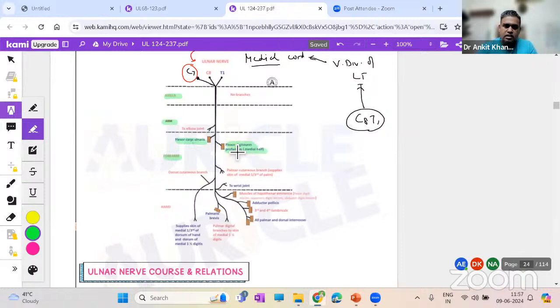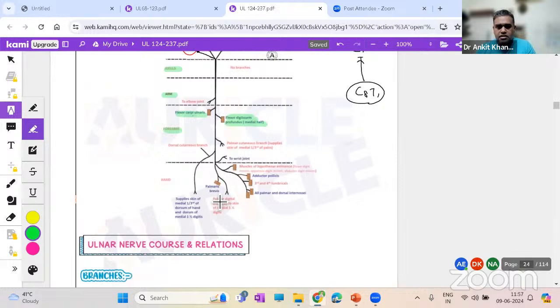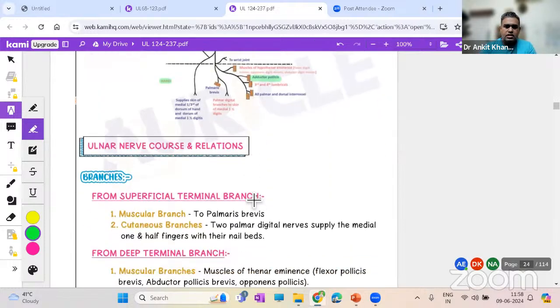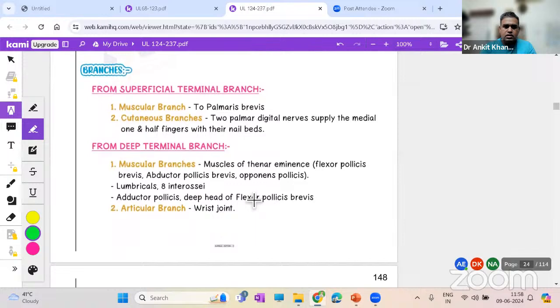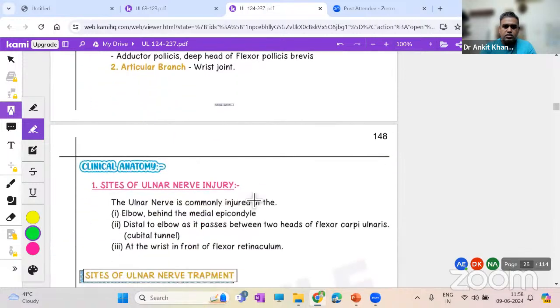Okay, the rest are the cutaneous branches and a lot of branches in the hand region. Here I am highlighting the adductor pollicis just to remind you about the ape thumb deformity. Ape thumb deformity is seen in median nerve injury. Okay, course and relations. This is what you can easily write if you know the basic course.